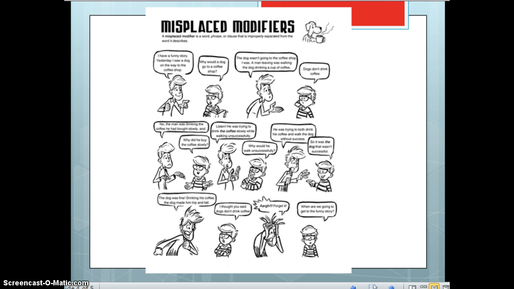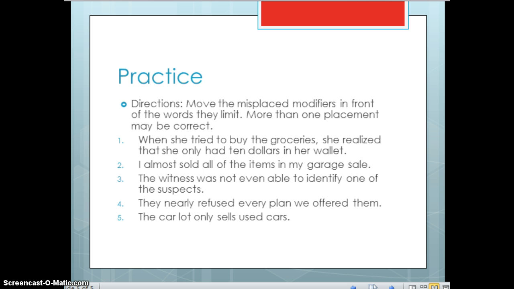Now here's an example for you of how misplaced modifiers can ruin a conversation, or it can ruin a paper if you use them incorrectly. So have fun reading that. And for your practice, you're going to have to write the sentence, and when you write it, you want to move the misplaced modifiers in front of the words they limit, and more than one placement may be correct. So you'll have to find the modifier, which I gave you a list of on the, I think it was the second slide, and you want to move it to what it is talking about, to what it is directly describing.